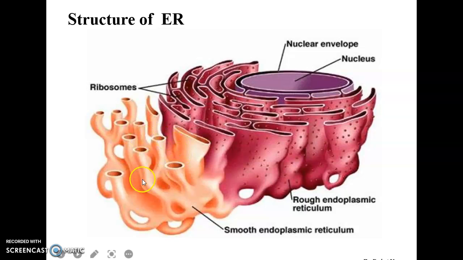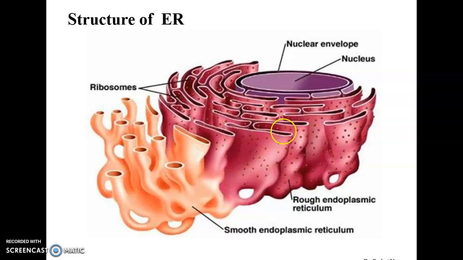This is the structure of the endoplasmic reticulum. If we look at the internal three-dimensional structure, you can see that the endoplasmic reticulum is a system of flattened tubes and sacs, which is continuous with the outer membrane of the nuclear envelope.